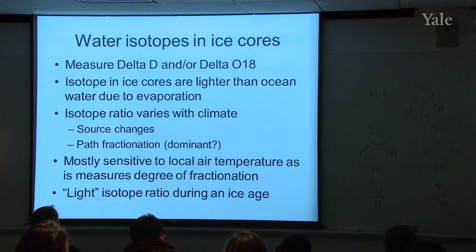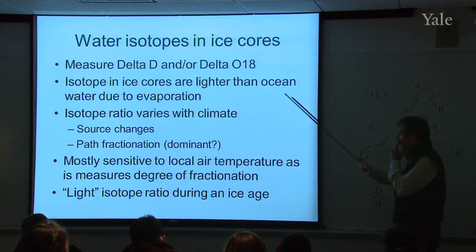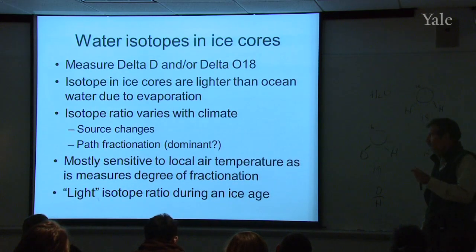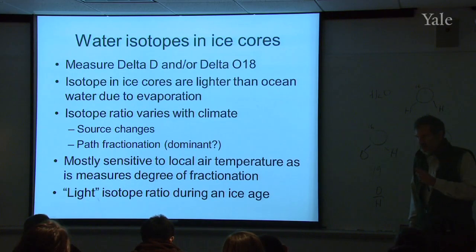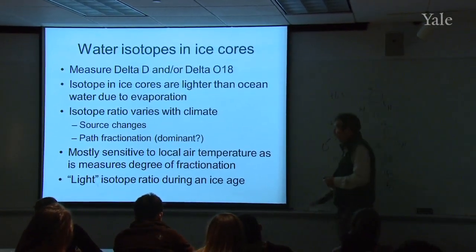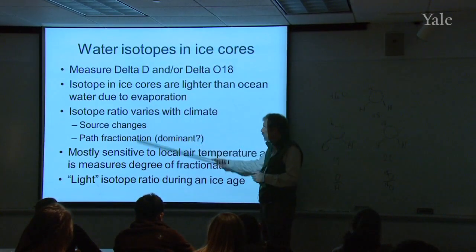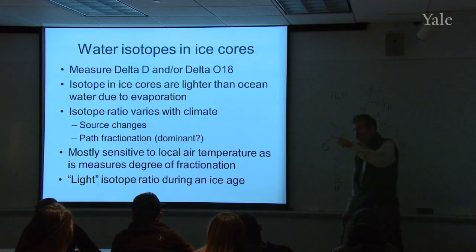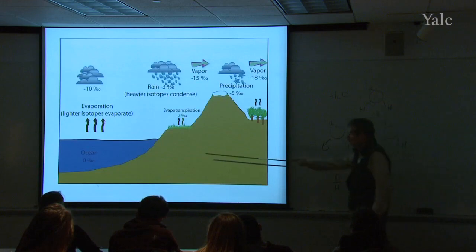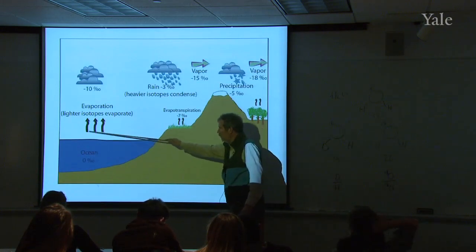So the isotopes in the ice core will be lighter than the ocean, but they're not going to be constant. They're going to vary with climate. And in the literature, there are two ideas that have been put forward to understand why those isotopes would vary with climate. One is that under a different climate situation, the source of the water vapor might change. Something back here might change.